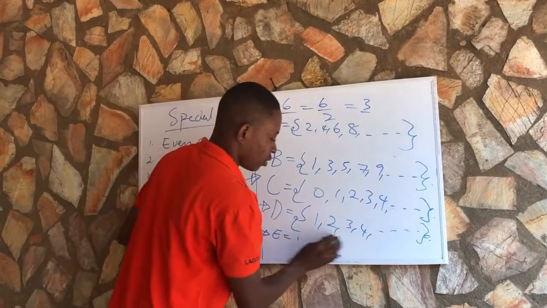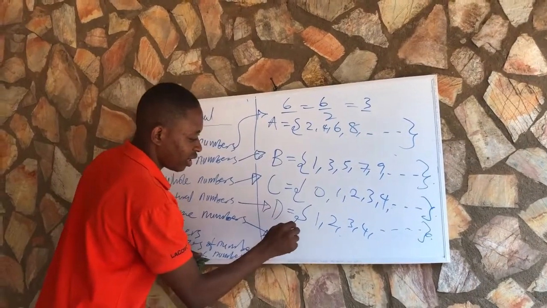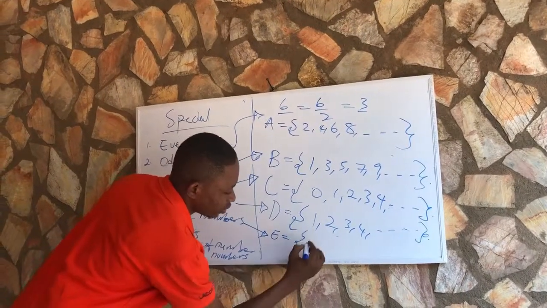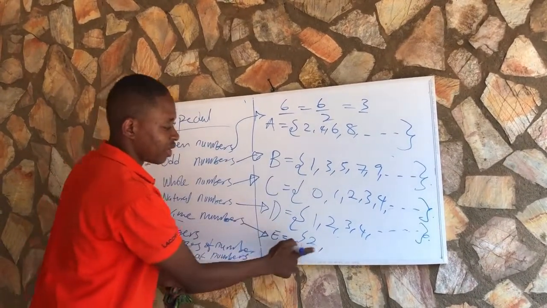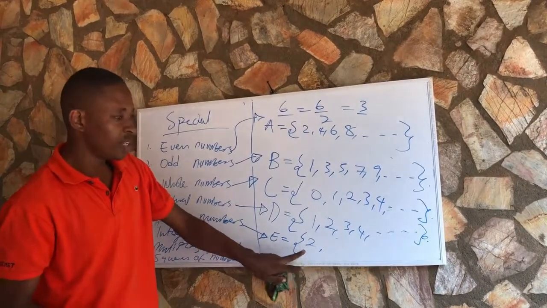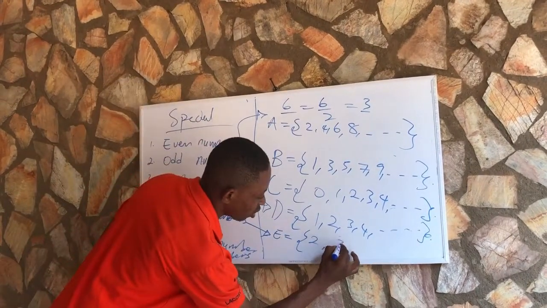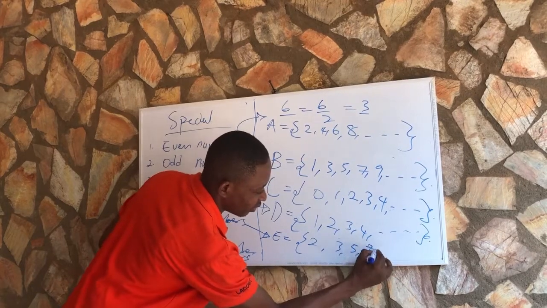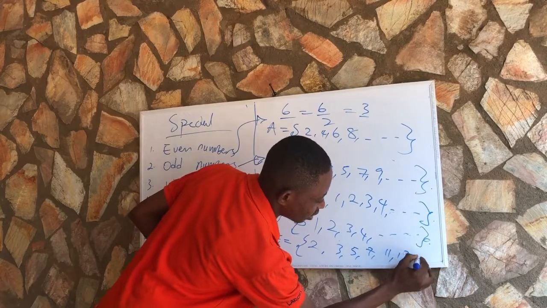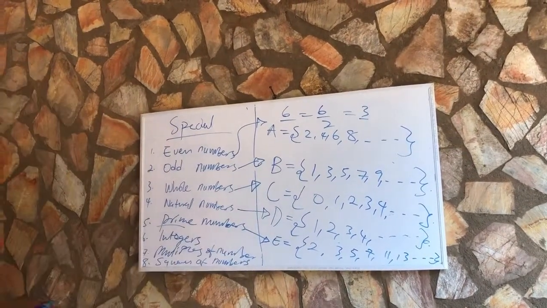So for example, we can have a set E defining the set of all prime numbers. So 2 is a prime number. That is something you have to take note of, because 2 can only be divided by 2 itself and 1. So prime numbers, we have 2, 3, 5, 7, 11, 13, going to infinity. So that is prime numbers.